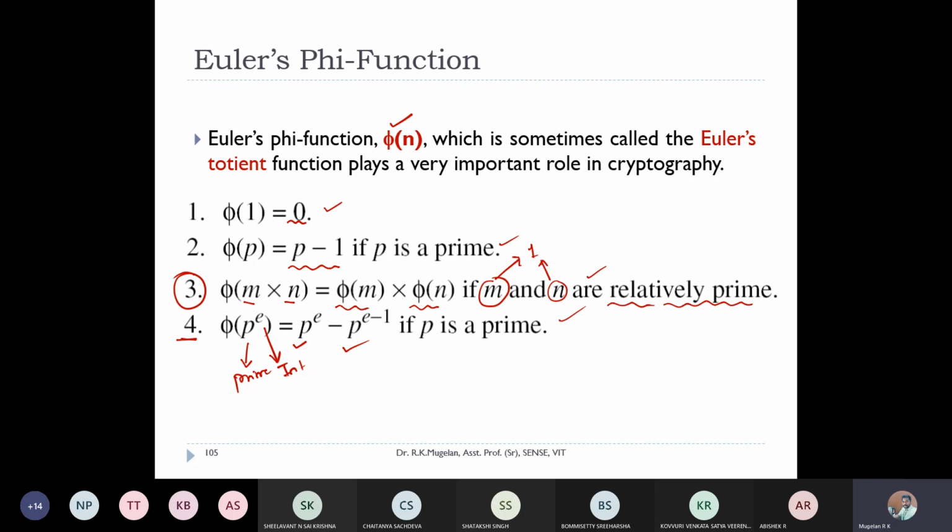Kindly note down these four properties. Like how we have Euler's and Fermat's theorem, that is, you have two versions and one multiplicative version. Those three formulas should be there with you, along with these Euler's totient function properties. These four properties.